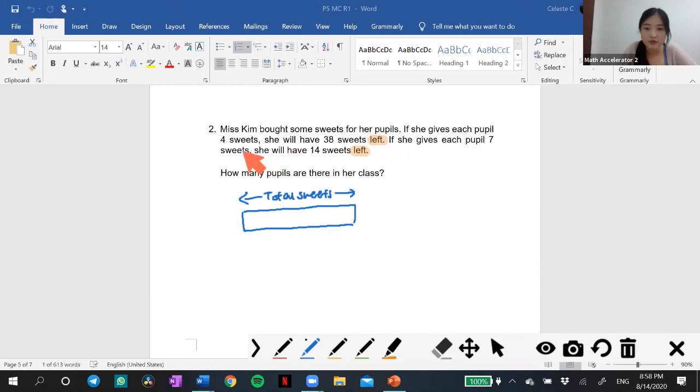Okay, so you have 4 each and then 38 left. So 4 units, 38 left. And then you have another excess. So the excess model for the second one will still be the same size. However, this time she's giving 7 sweets each, so 7 units, and then you have 14 left. Right, then you compare. This is 4 units. So the remainder here should be 3 units.